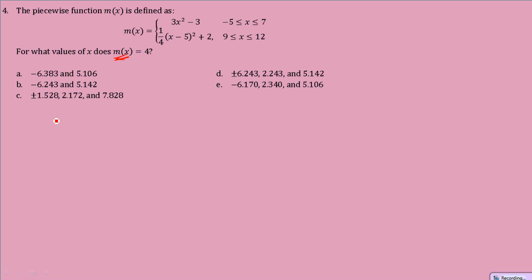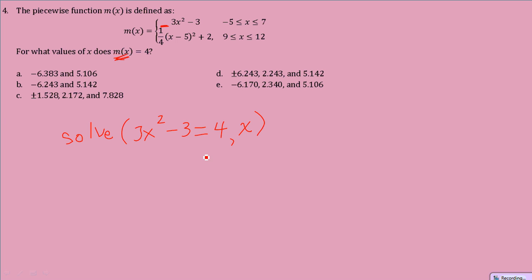Okay, so the way you want to do this is in your calculator, you do solve. I'm going to try the first one first, the 3x squared. So 3x squared minus 3, we want that to equal 4, and then that is from solving in terms of x.